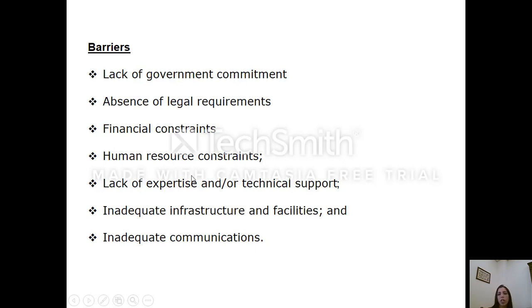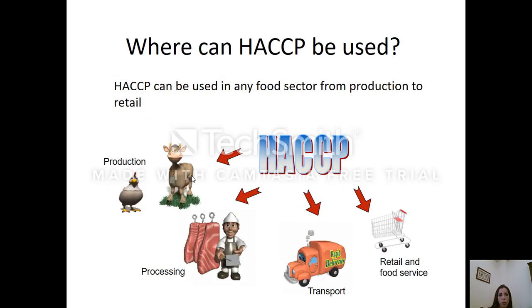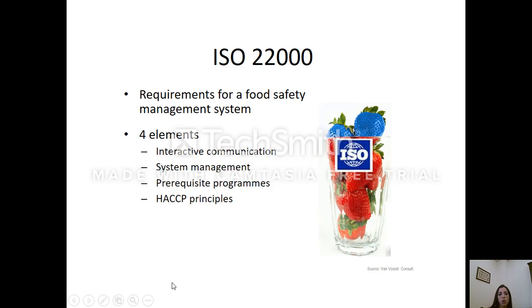And inadequate communication, whether internally within Lebanon, with the ministries, or externally with other countries, such as the FDA or EFSA, the European Food Safety Authority. So HACCP can be used in the production, in the processing, and the transportation, and even in the retail and food service. HACCP is a part of ISO 22000. ISO 22000 is an international standard standing for the food safety management system.